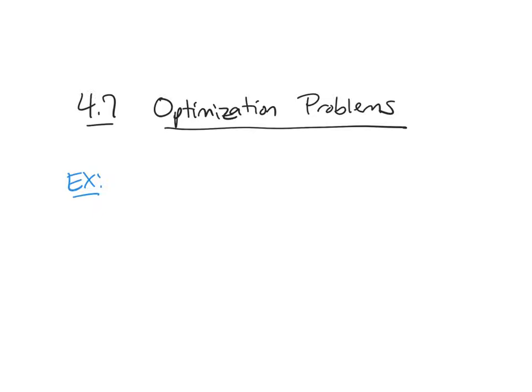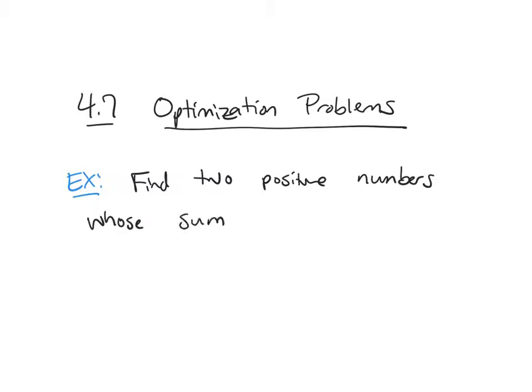I want you to find two positive numbers whose sum is 300 and whose product is maximum.